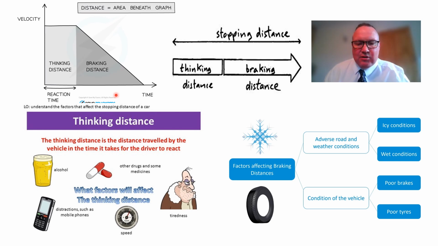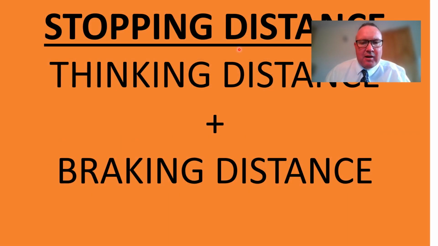Your braking distance is affected by things which can change the amount of friction. So for example, an icy road, a wet road, poor brakes, or poor tires will mean there is less friction, and so the braking distance will increase. Make sure you know the difference between factors which increase the thinking distance and increase the braking distance. All of these will make the stopping distance get bigger. So remember, your stopping distance is the grand total of your thinking distance plus your braking distance.